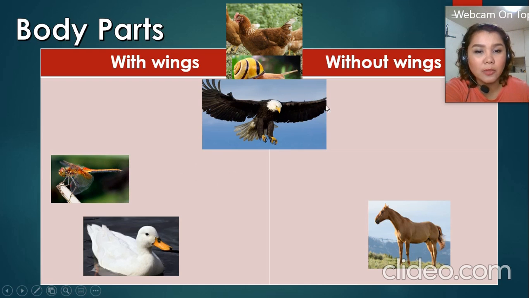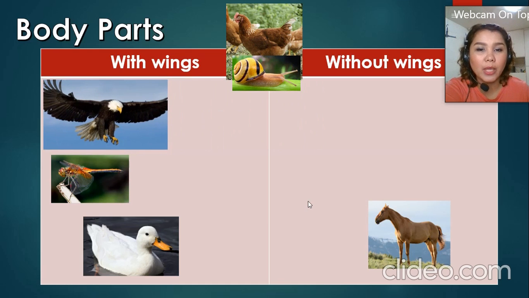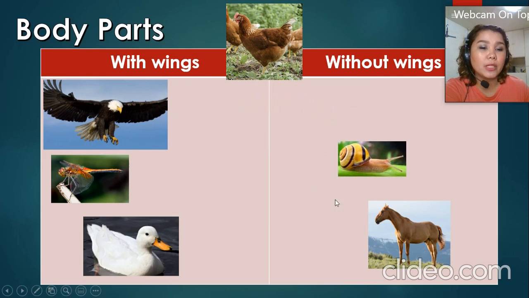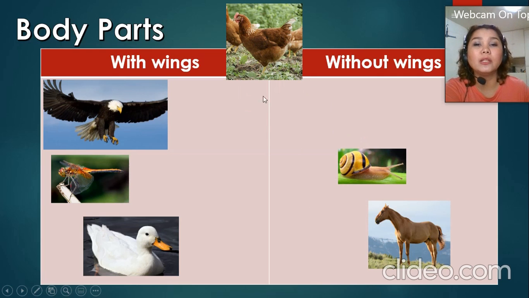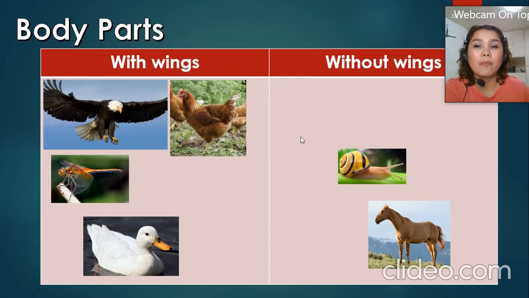Okay, you can see it, its wings are spread open. So, an eagle has wings. Next one is the snail. Okay, without wings, obviously, only the shell. And then the chicken or the hen, it has wings. Because we are now familiar with the different body parts, we can now group them, those with wings and those without wings.